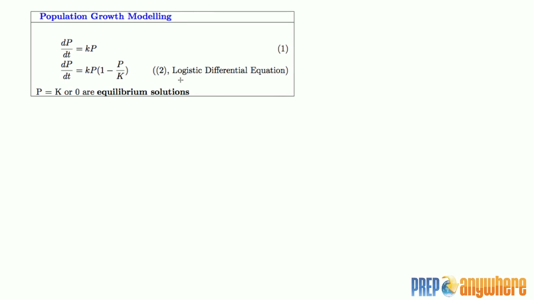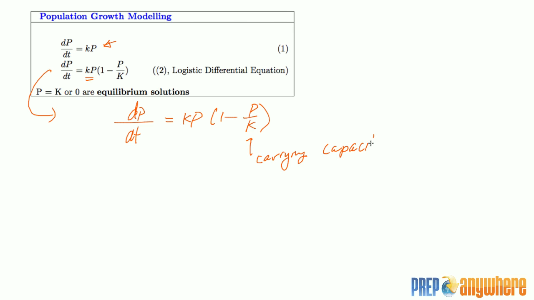Okay, let's talk about this logistic differential equation. So it's dP/dt, the rate of change of the population with respect to time, is kP. Note that up to there it's exactly the same as the regular population growth model, but it's multiplied by 1 minus P over K, where we call the K carrying capacity. Carrying capacity. Okay, so this name is a very logical name.